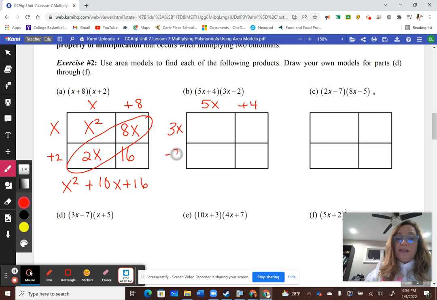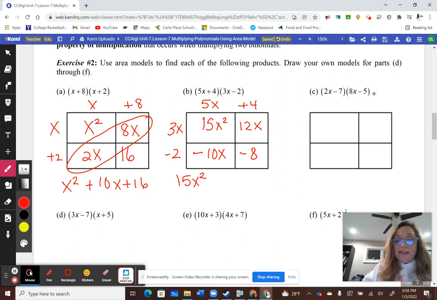Okay, so I'm going to split this, and it's a binomial times a binomial again. And that gives me 15x squared for the first partial product, 12x for the next partial product, negative 10x for the next partial product, and then negative 8. Always following the integer rules. Positive times positive is positive. Negative times negative is positive. And a positive times a negative is a negative.